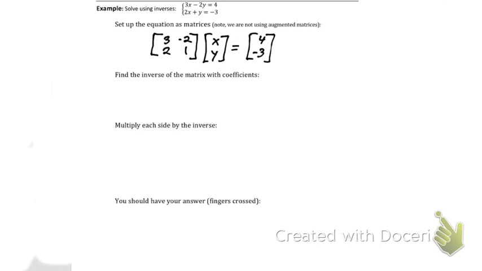All right, so right now we have our equation set up. Remember, I'm just putting this as matrices. I didn't change anything, because 3 times x gives me 3x. Negative 2 times y gives me that 2y. So the equation's still there. Our next step is we're supposed to find the inverse of the matrix with the coefficients. This is my matrix with coefficients. In other words, this is my coefficient matrix.